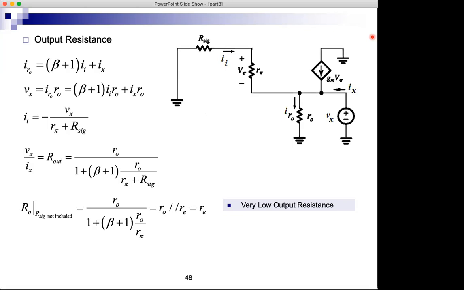Yes. Why was R sig not included in small RO?